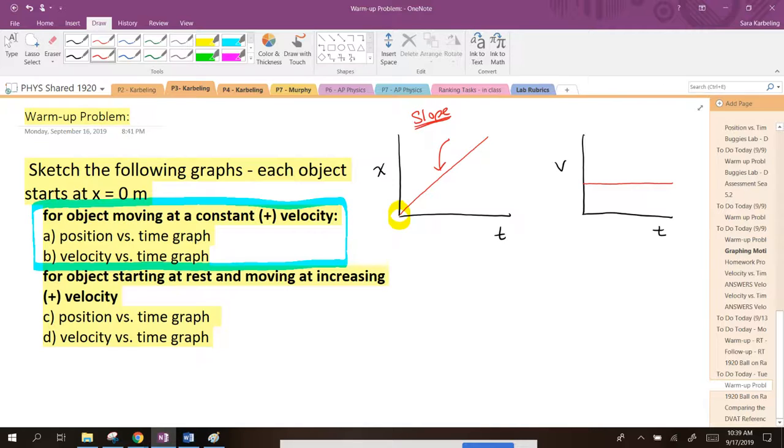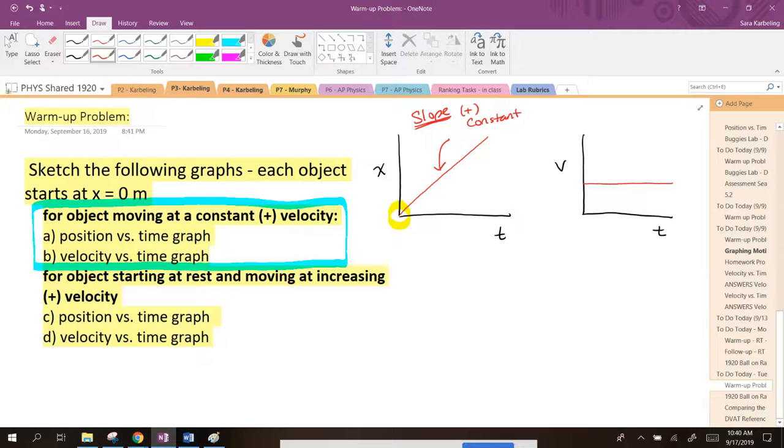I would totally agree. Tell me about the value of it. Is it positive or negative? It's positive, right? The slope is positive. And does the slope change as time goes on? No. So I'm going to call that a positive constant slope. Okay. I'm trying to lead you here because this is where we're going next.